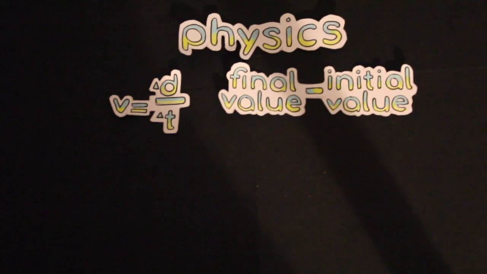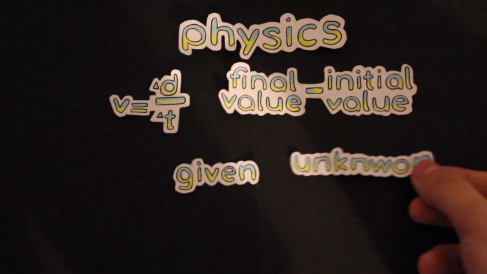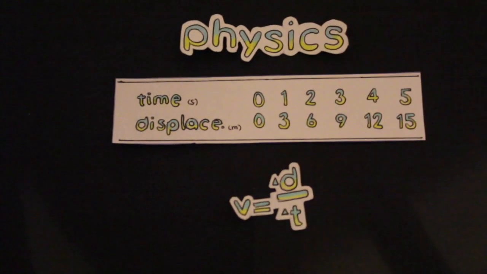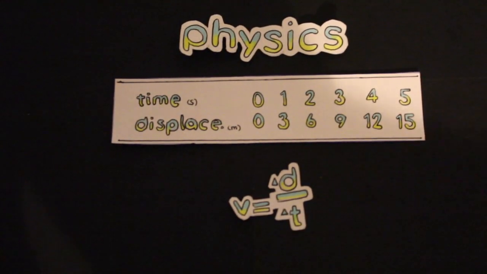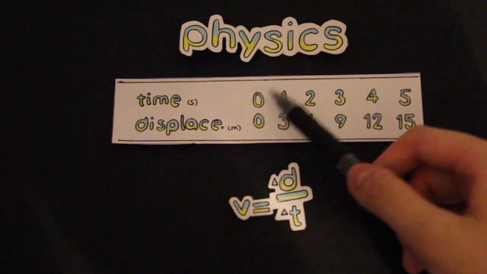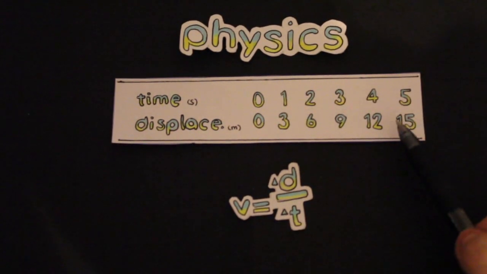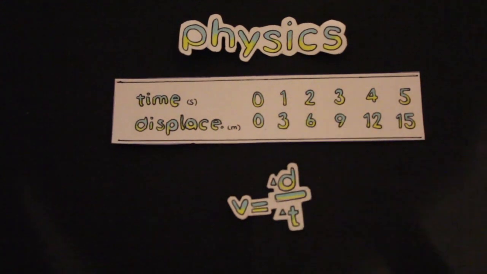With most physics problems, the first step is to write down all the givens. Once you know all the givens, you start solving for the unknown. Using the table given, you can find the displacement after each second. Since we are only looking at the first 4 seconds, our final time is 4 seconds and our initial time is 0 seconds. That means our final displacement is 12 meters and our initial displacement is 0 meters. Now all we need to do is the calculations.